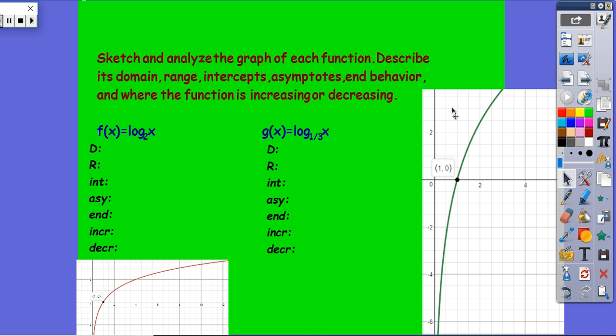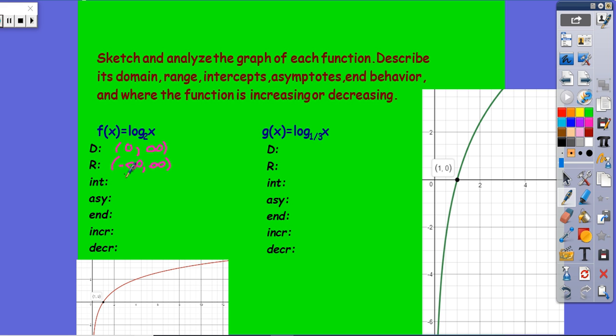We're going to sketch and analyze the graph of each function, describe its domain, range, intercepts, asymptotes, and end behavior. So I have these graphed off of Desmos. And so the domain, as you can see, there's an asymptote at x equals 0. So your domain on this is going to be 0 to positive infinity. And we're looking at the one down here, the first one. The range, well, it goes on down forever and it goes up forever. So your range is negative infinity to positive infinity.